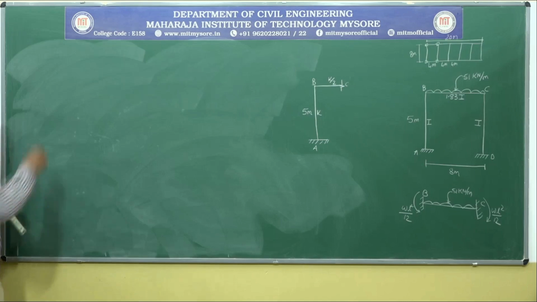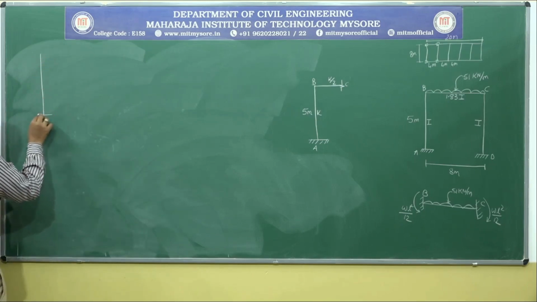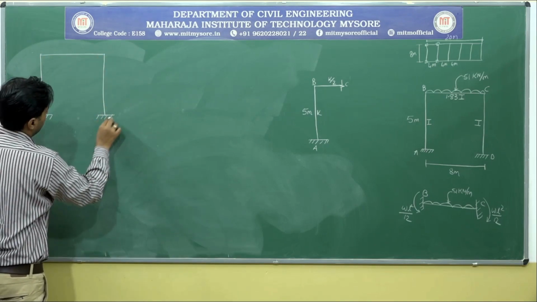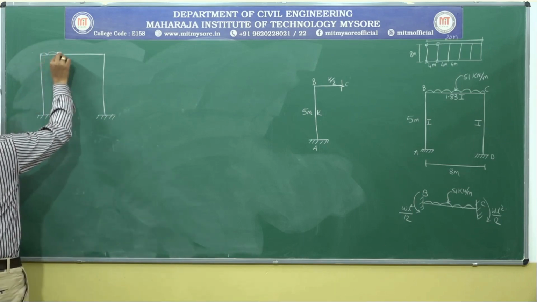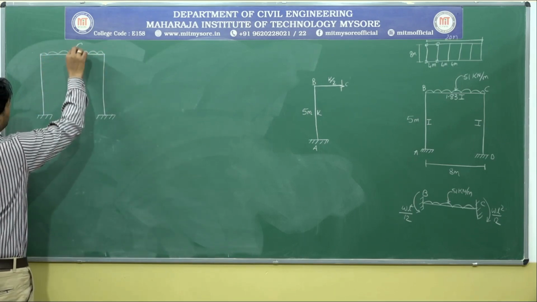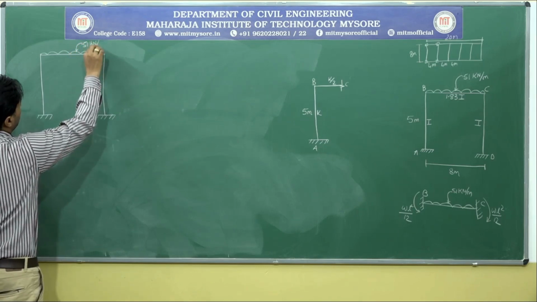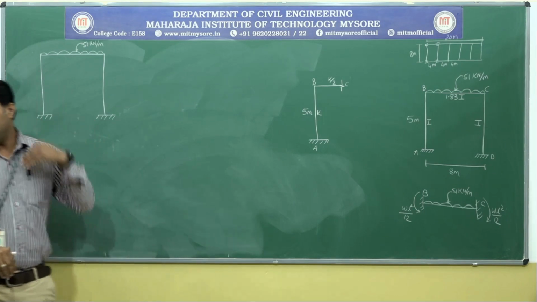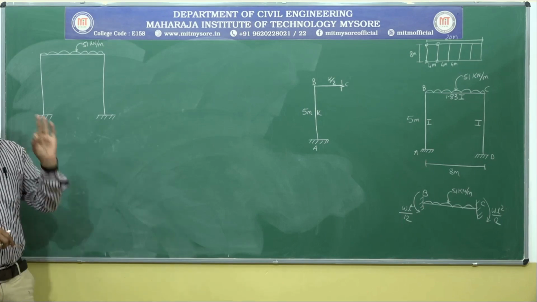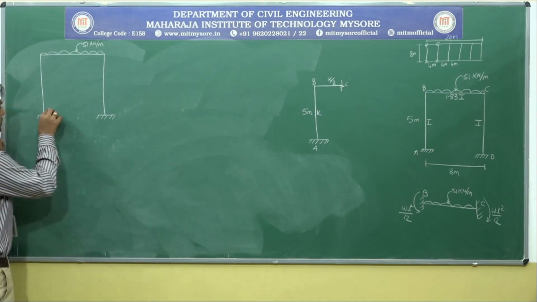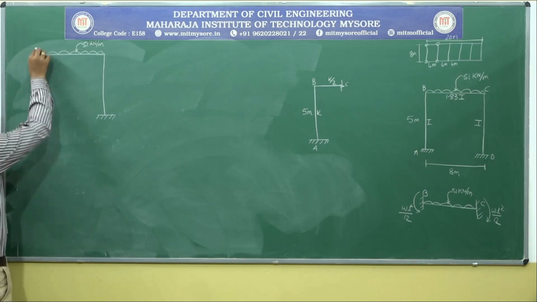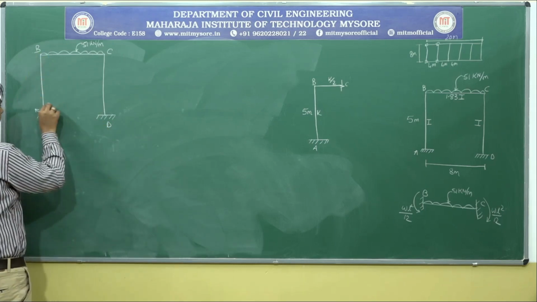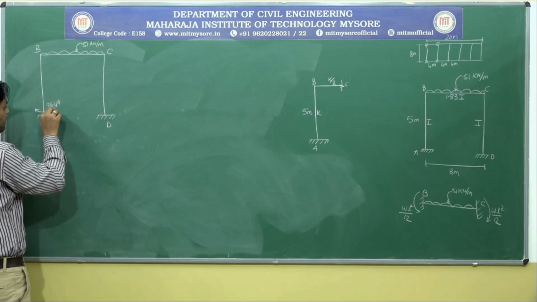So now let me consider the frame and the loading, and the loading value is 51 kilonewton per meter. Let me write down all the moments that we got. What is MAB? It is 86.49 kilonewton meter, and it is clockwise. This is A, this is B, this is C, this is D. So MAB is a clockwise moment and the value is 86.49 kilonewton meter.